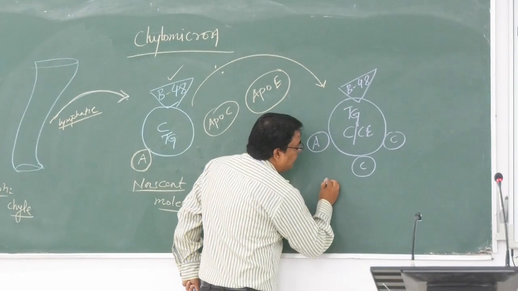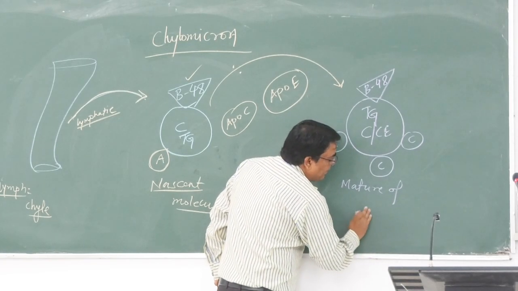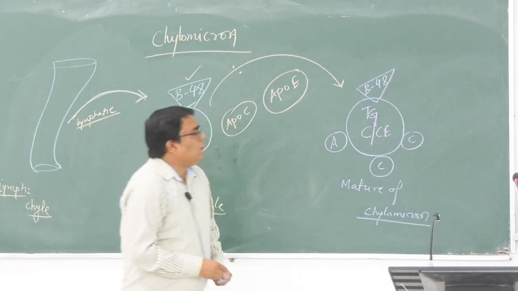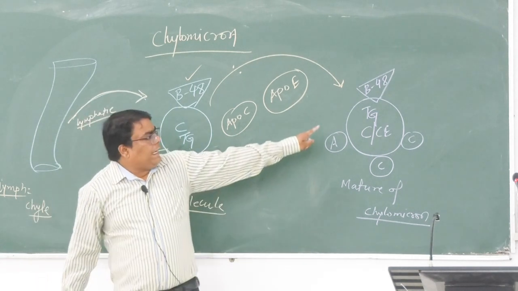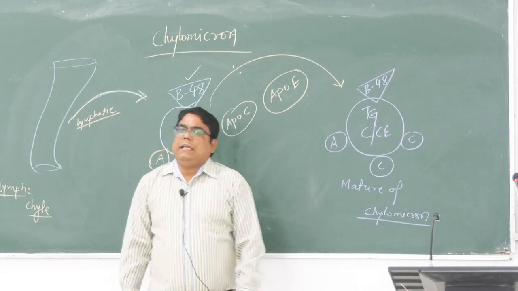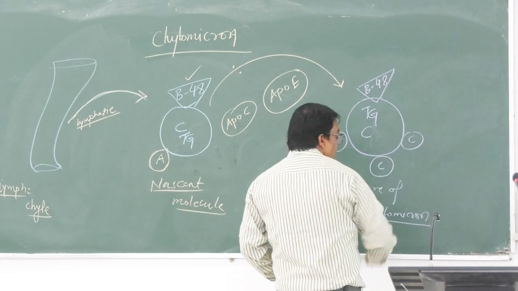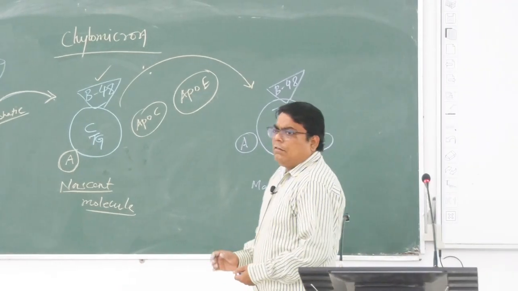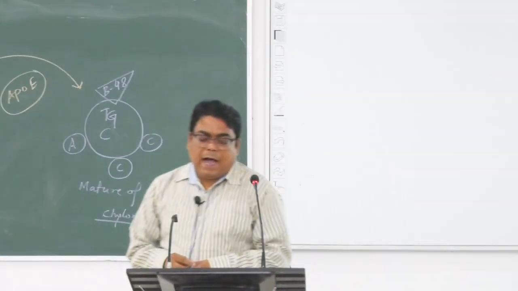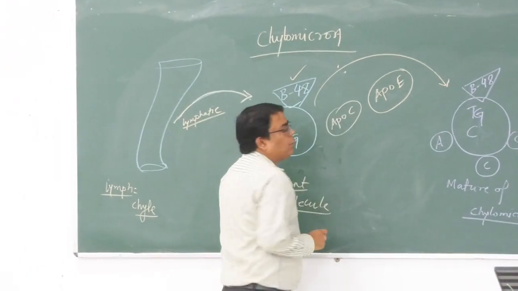Okay. Now we call this the mature chylomicron. Triglyceride, cholesterol is present in two forms, either cholesterol or cholesterol esters. But here it is present in the form of cholesterol. Okay. Now the question comes here: how do these apoproteins come? Which ones? ApoC, ApoE. How do these apoproteins come?